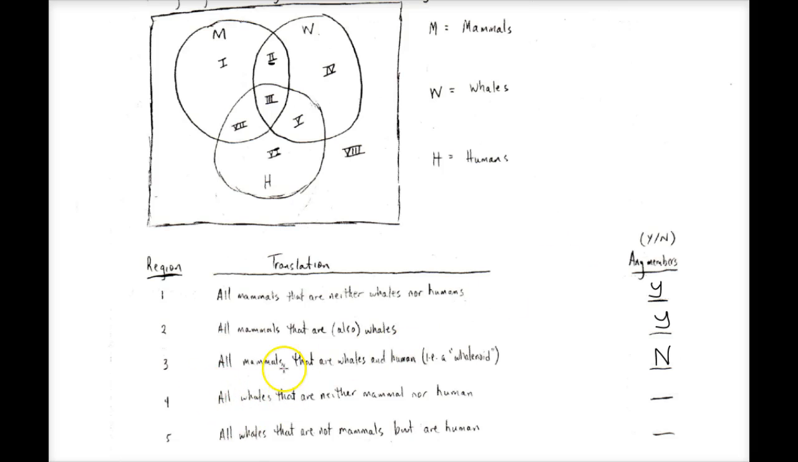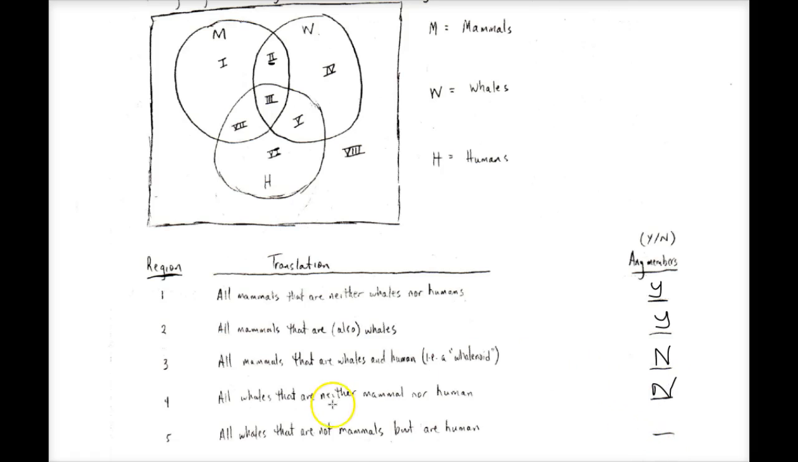For region 4, which is right here, we want to say all whales that are neither mammal nor human. A whale is not human, so that's okay. But since we know that whales are mammals, there's no way for a whale to not be a mammal and actually exist. So in that case, we would have no members in that set.